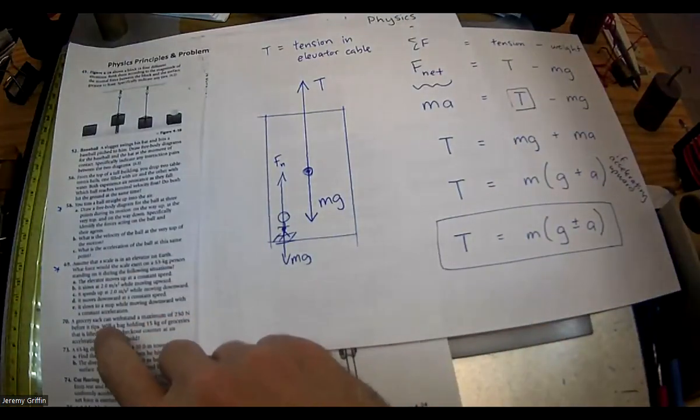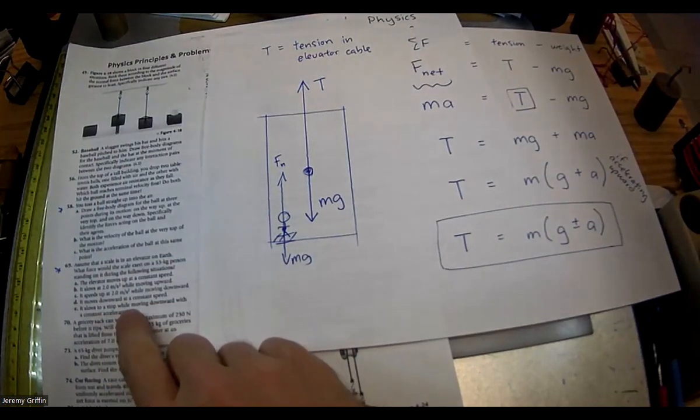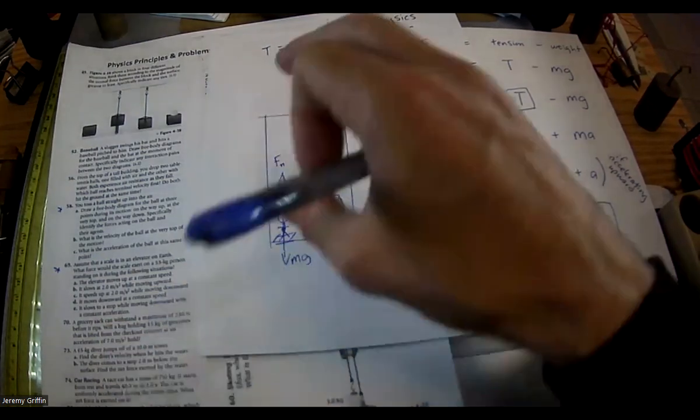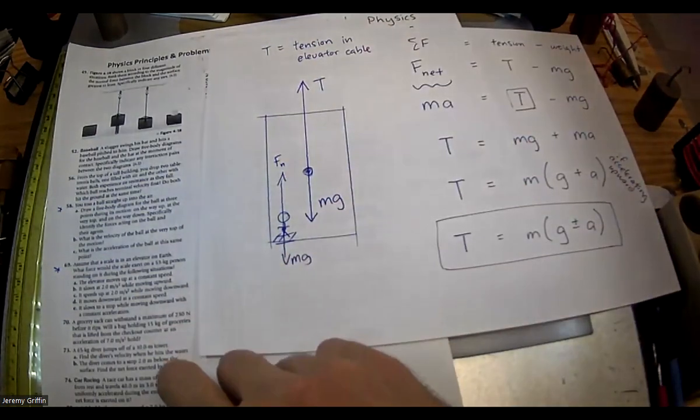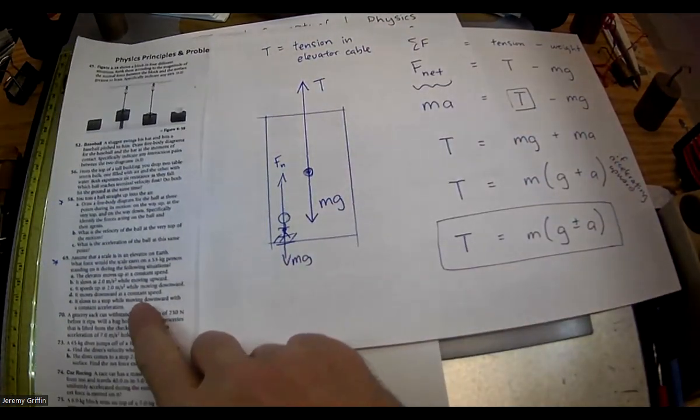And then one more part to this. It slows to a stop while moving downward with a constant acceleration. Let's tag a number to that. Let's say 2 meters per second squared. Because if you're moving downward and slowing to a stop, which way is the acceleration? Up or down? Up. Yeah.